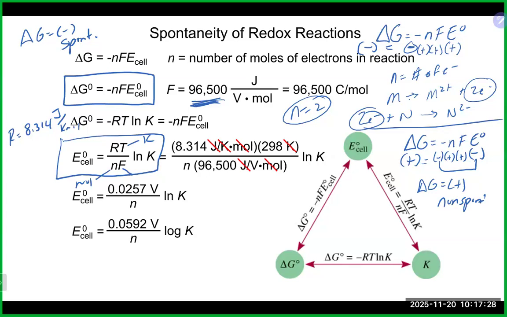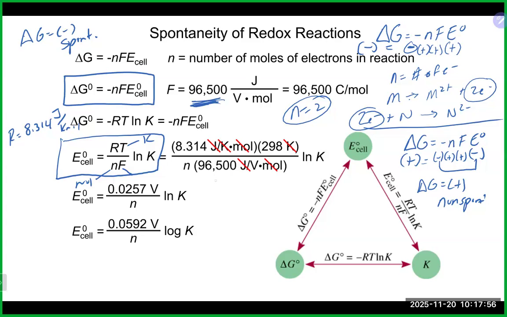Obviously, if you have a large value of K, the only way to get that is a lot of products. And the only way to get a lot of products is you need a spontaneous reaction, which would probably imply that you got some positive voltage happening in that situation. Opposite is true as well. If you have a small value of K, you probably have more reactants than products, which probably means you're not heading to the product side, probably more of a non-spontaneous process happening, and probably some negative cell voltage.